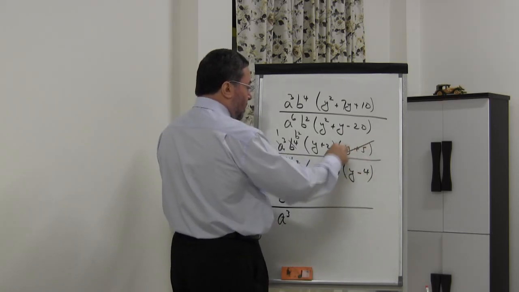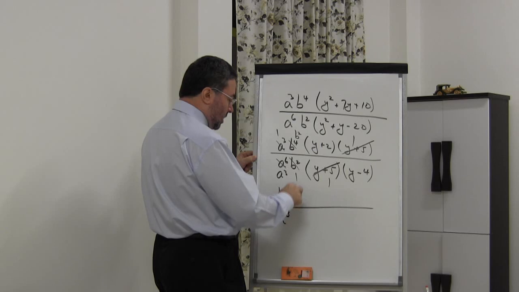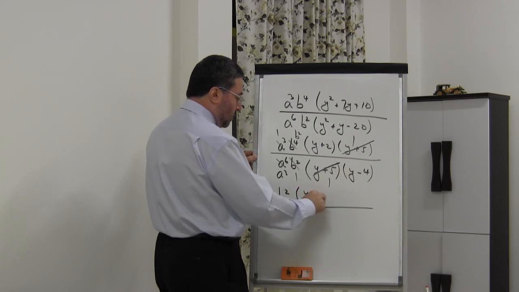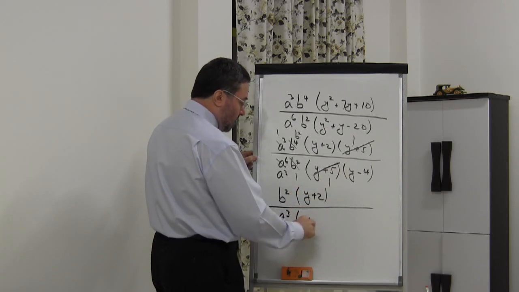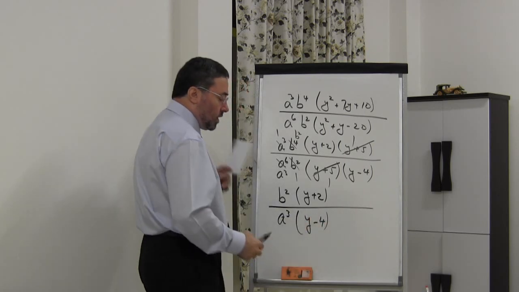And now we have a common number here, so we cut, and we are left with y plus 2, and here y minus 4, and that would be our answer.